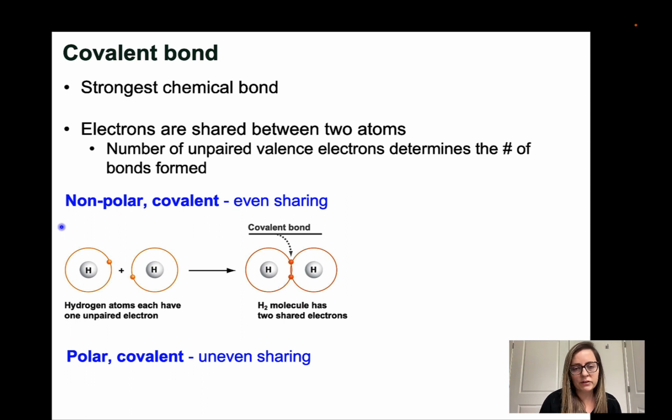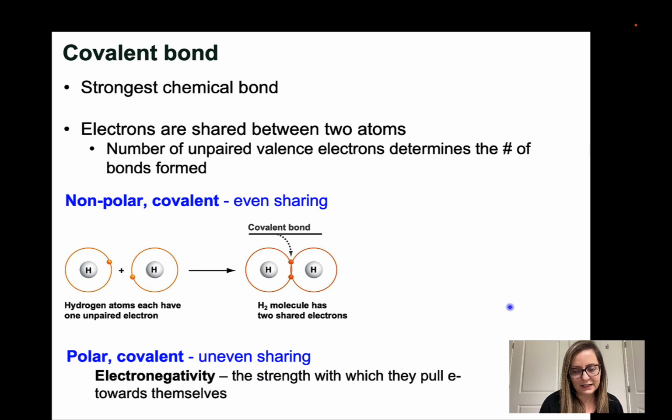Okay, so when the sharing is even, we call this a non-polar covalent bond. And we'll talk in later lectures about how much energy is stored in these non-polar covalent bonds. The other type of covalent bond is called a polar covalent bond. And in this type of bond, the sharing of electrons is uneven. And to really put our heads around this, we have to introduce electronegativity.